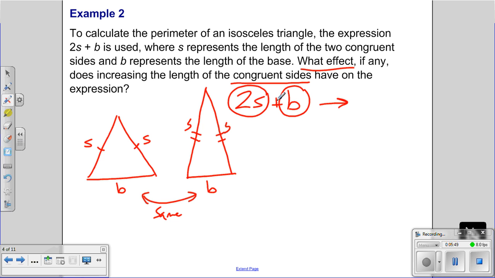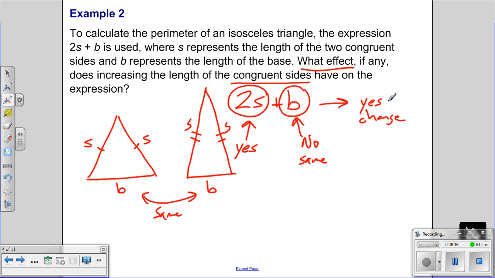Well, will it change the overall expression? Yes, it will change. Yes, changed here. Does it change the b? No. The b stays the same. Does it change this term, the overall length of the s's? Yes, it does. So a lot of times students get confused here and they're like, well, yes, it changes because they're thinking of the answer, a lot of students want to call it.